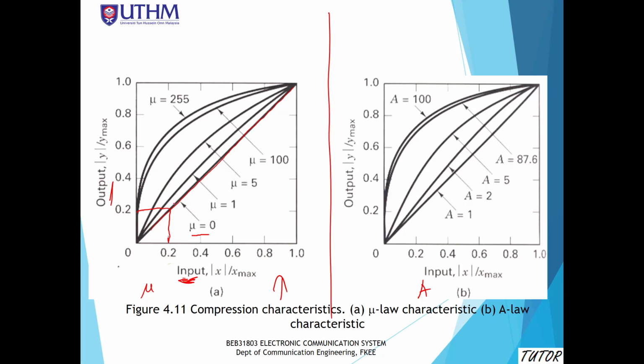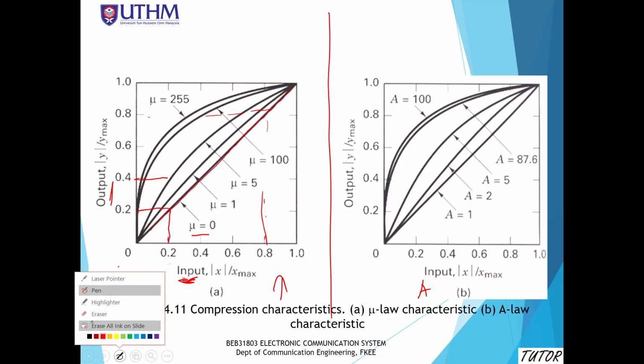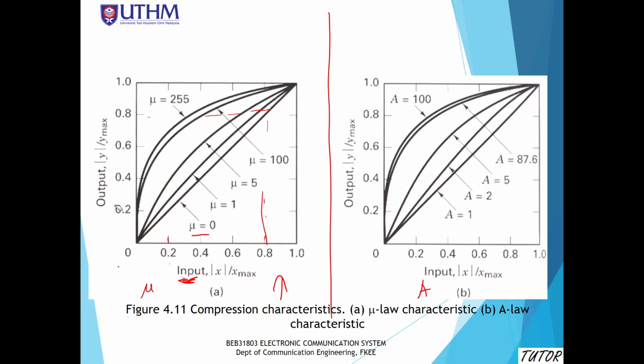This is the output from the compander. For example, 0.8 will also produce 0.8 for mu equal to 0. So what about if we go to the maximum mu value, 255? What happens if we use a larger mu? The higher the value of mu, the larger the compression characteristic.